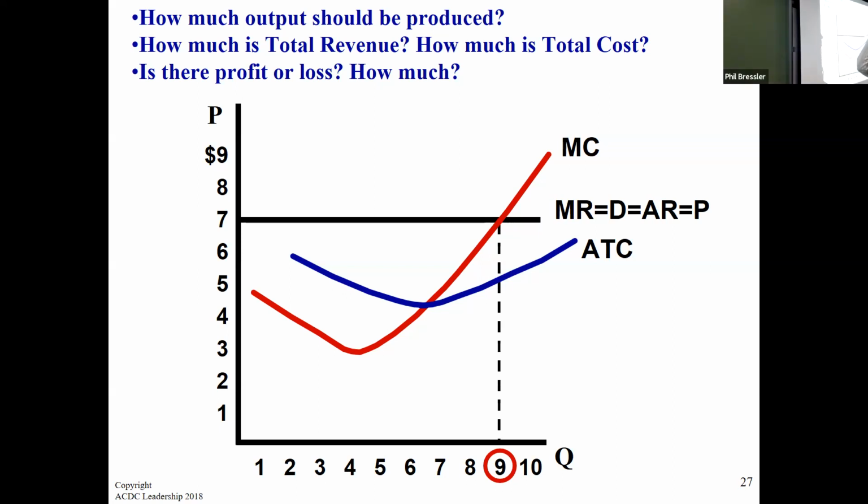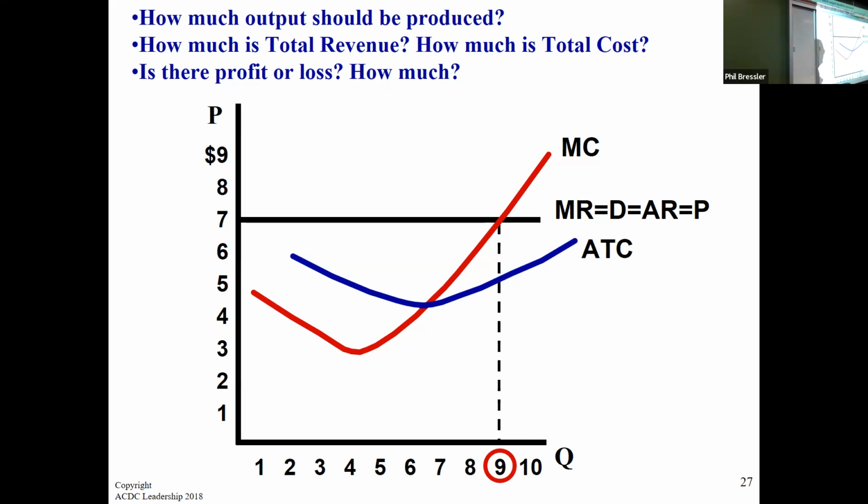Christian, what do you have for how much is total revenue? So you just went 7 times 9, right? So we got 7 times 9, 63, that's our total revenue. Trev, what did you get for the total cost here? I didn't do total cost.